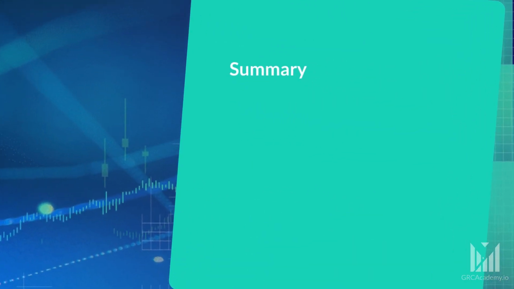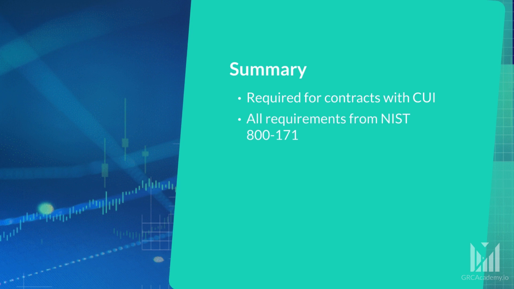In summary, CMMC Level 2 is required for contracts that involve CUI. Level 2 includes all 110 requirements from NIST 800-171 Revision 2. The majority of CMMC Level 2 contracts will require a third-party assessment, and a subset of CMMC Level 2 contracts will allow a self-assessment. Don't get too excited.